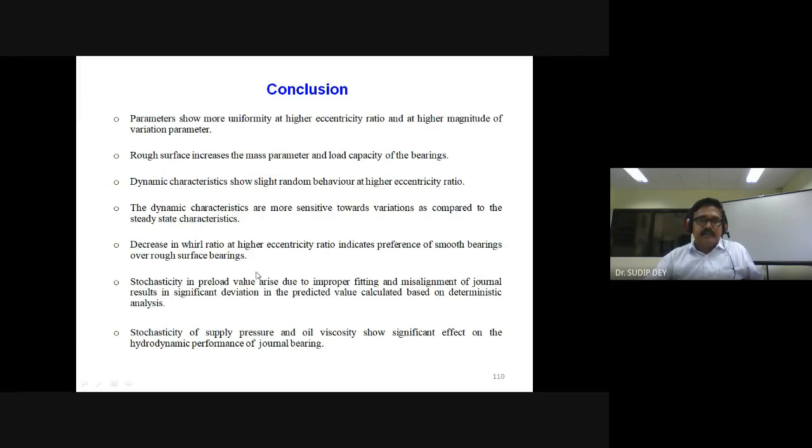Likewise, stochasticity in preload value arises due to improper fitting and misalignment of the journal, and stochasticity in supply pressure and the oil viscosity shows significant effect on the hydrodynamic performance of the journal bearing.